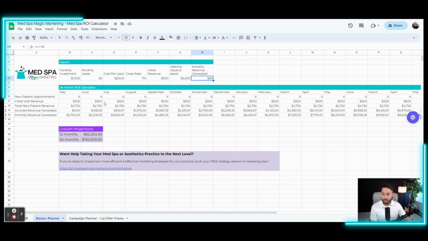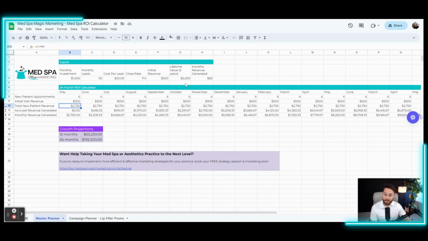So what this now does is it projects our growth. So the first month you're running this campaign, this promotion, you're going to spend $1,000 to generate 50 leads. And that's going to be a cost per lead of $20 just based on the math there. And then of those 50 leads, 11% actually come in for a booked appointment, right? So that gives you 6 new patients per month from the lip filler promo. At $500 a patient, that means the first month you do this, you're spending $1,000 to generate $2,750 in revenue.